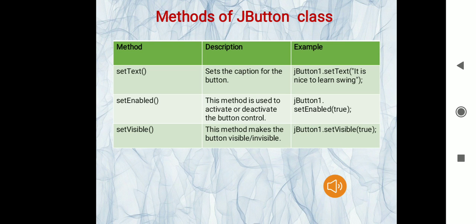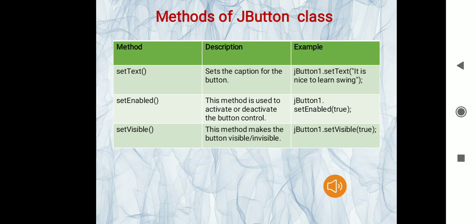Now let's discuss about some of the commonly used methods of the JButton class. The first one is setText, which sets a caption for the button. Now you remember the push button in the previous slide? The caption for that button was add, isn't it? Now let's say if you wish to add the caption, it is nice to learn swing in the button control. Then the Java code to do that is jbutton.setText, then within bracket type the text, it is nice to learn swing.